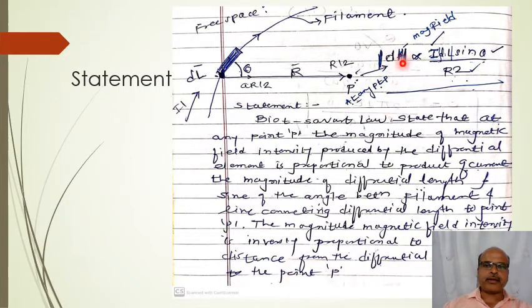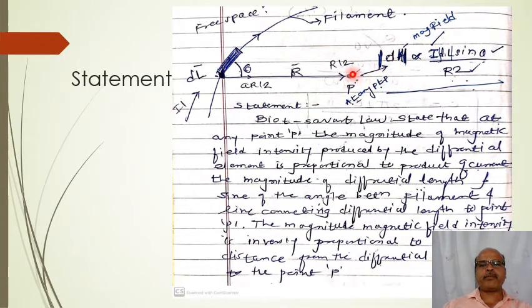So the magnitude of magnetic field intensity is inversely proportional to the square of the distance. This is the distance between the filament and the line joining to the point P, that is, the square of the distance from the differential element to the point P. So, a very easy statement. Magnitude of magnetic field intensity, we will start from here.